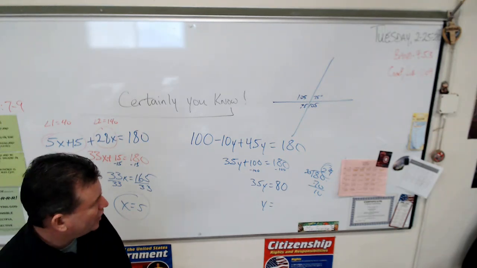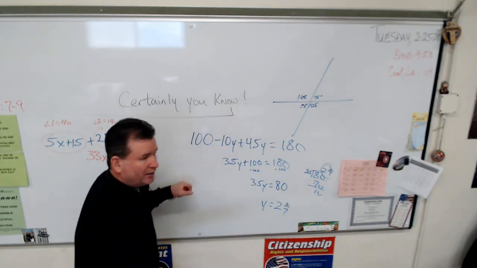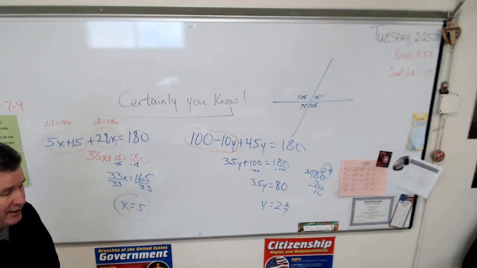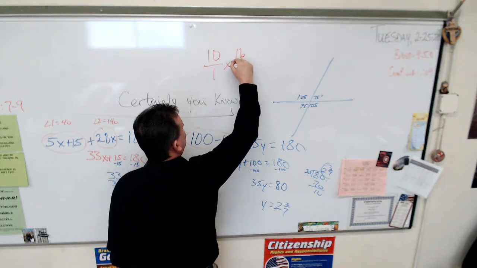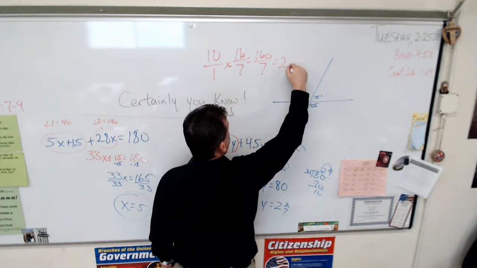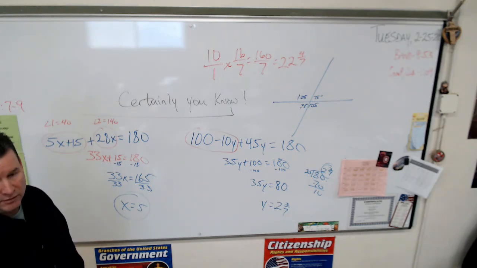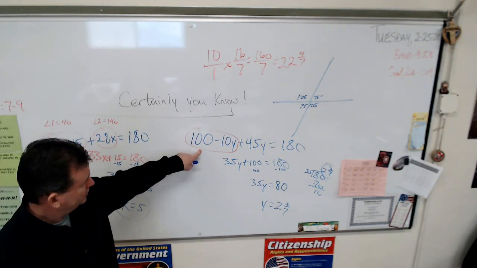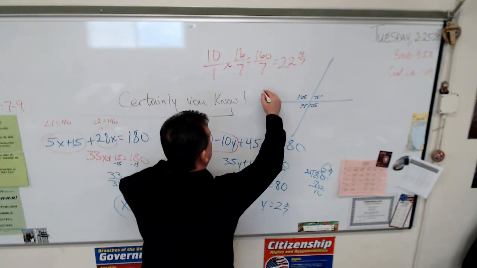Is that how big the angle is? Wait, don't be silly. That angle is not 2 and 2/7 degrees. All I did so far was figure out what y was. 2 and 2/7. How big is angle 1? Angle 1 is 100 minus 10 times 2 2/7. 10 times 2 2/7 is 22 4/7. So how big is angle 1? 22 4/7? Does that make sense? No. Angle 1 is not 22 4/7. It's 100 minus 22 4/7. It's negative something.